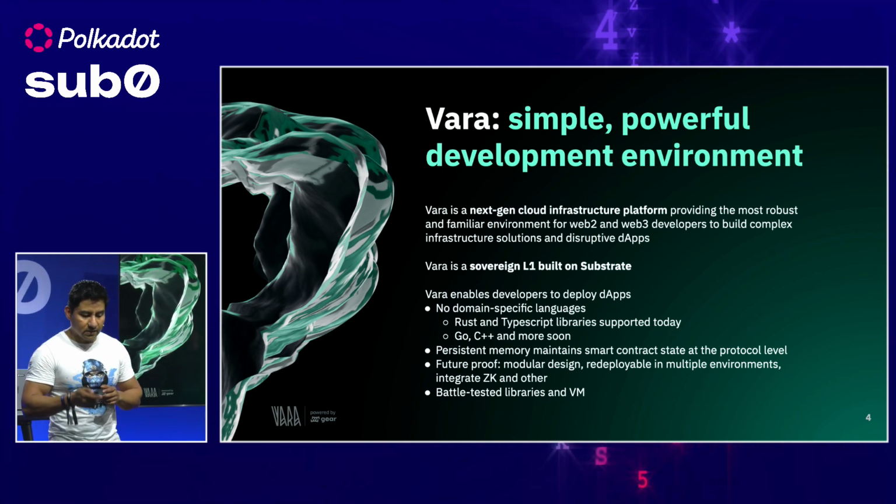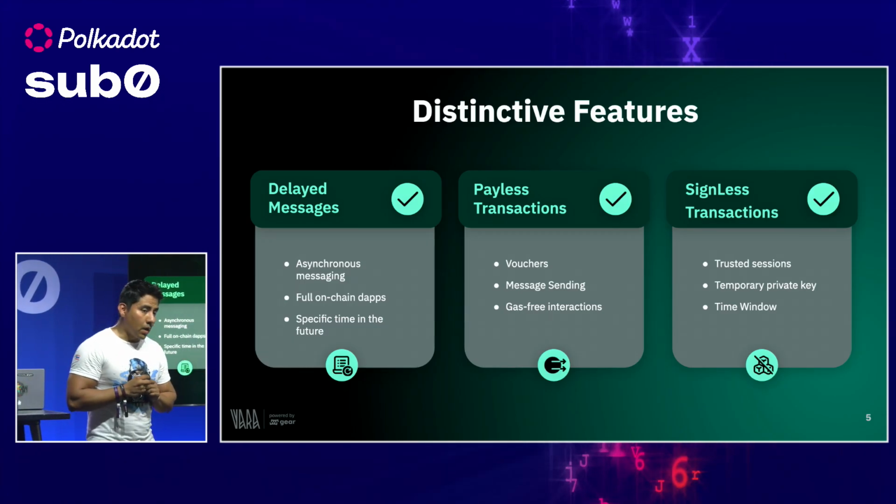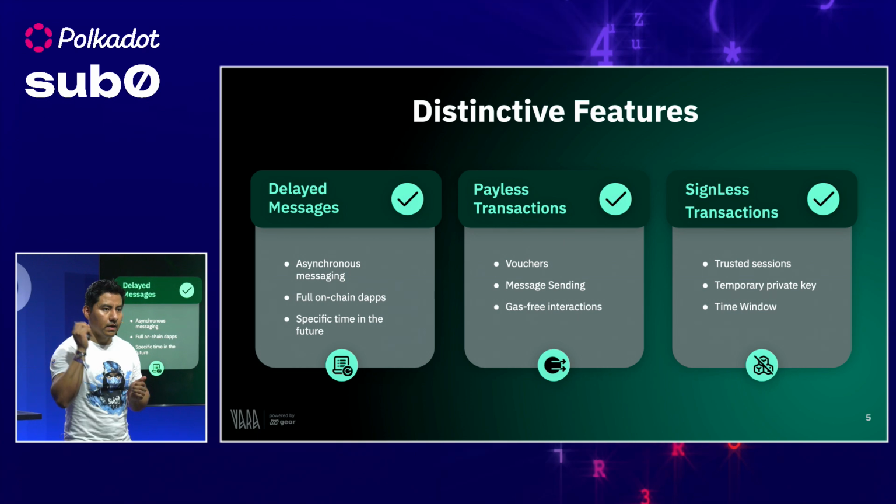Okay, that's easy and that's fast. What are the distinctive features of the Bara network ecosystem? First of all, the delay messages.